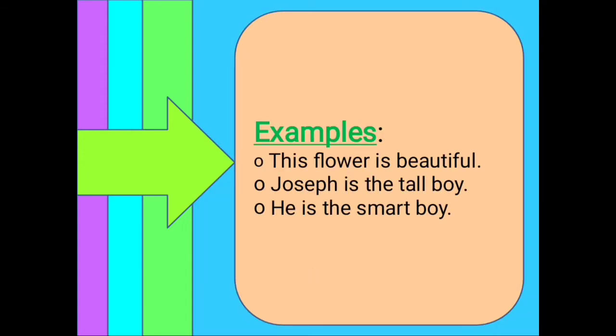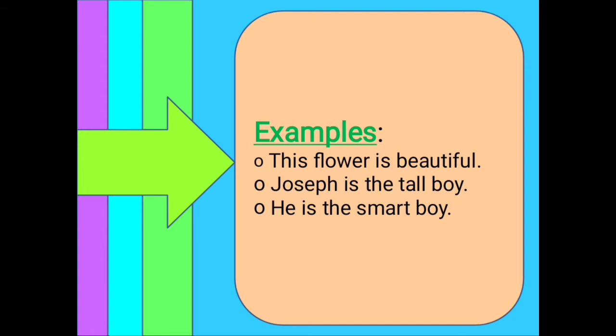Its examples are, this flower is beautiful. Now, flower is what? Flower is a noun and beautiful is its quality. Joseph is the tall boy. Boy is a noun and tall is his quality. He's a smart boy. Smart is what? Smart is quality. It's also called adjective. And boy is what? Boy is noun.